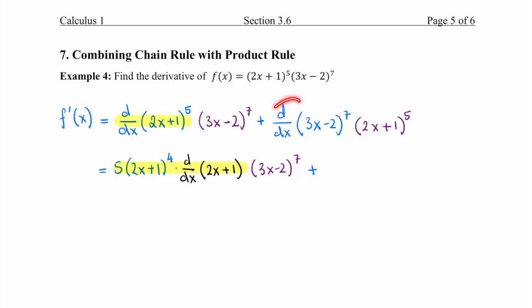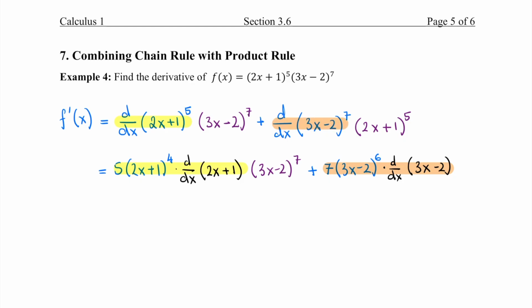Next, I need to take the derivative of (3x minus 2) to the 7th. This is also a composite function, so we must apply the chain rule. First, differentiate the outside power. Using the power rule, I have 7 times (3x minus 2) to the 6th. Multiplying by the derivative of the inside function. This is the derivative of 3x minus 2, to the 7th. Multiplying by (2x plus 1) to the 5th.